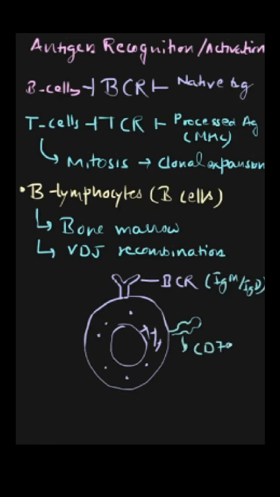It's also known as Ig alpha, and then you have CD79B also, which is also known as Ig beta. These are really important receptors, and they transmit activation signals inside the cell.